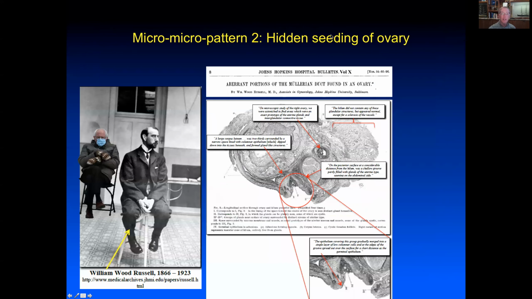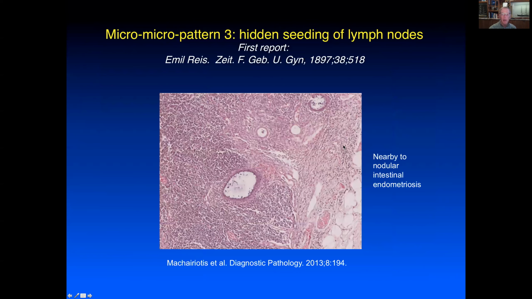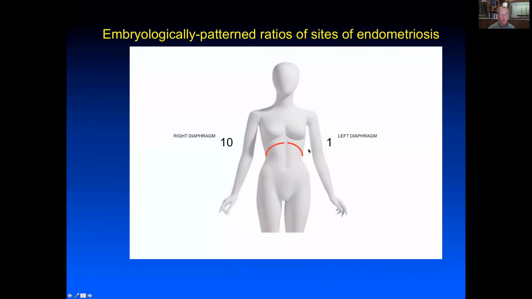Micro pattern 2, hidden seating of the ovary, is shown by William Wood Russell, the man sitting on the stool. He found on the inside of the ovary little islands of endometriosis and postulated that it was there by some kind of embryonic process. Macro pattern 3 is hidden seating of the lymph nodes, first described by Emil Rice in 1897. These are found near to nodular intestinal endometriosis and seem to be just a more widespread scattering that can occur in more severe disease.